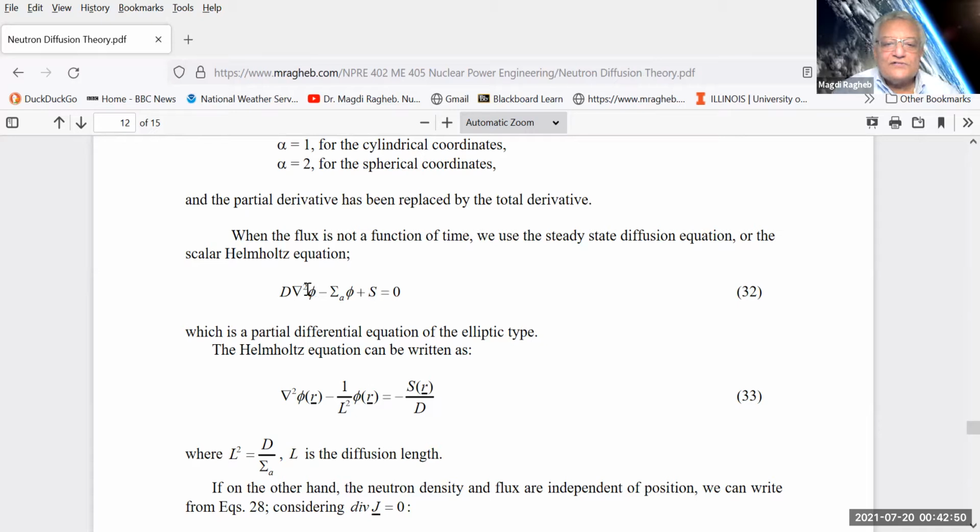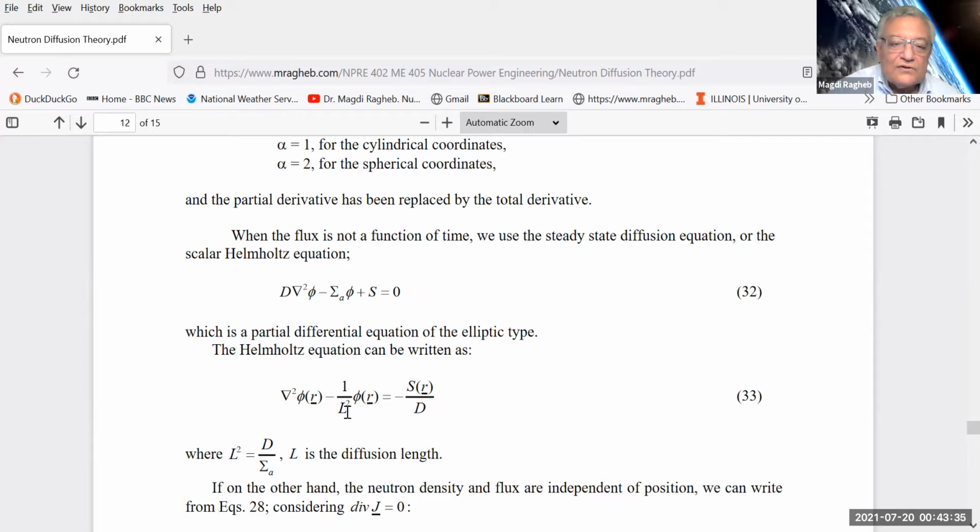The del square operator is partial d square by dx square, plus partial d square by dy square, plus partial d square by dz square. All right, so it's a simple equation. We can even simplify it more and give it a physical meaning by dividing by the diffusion coefficient D, which has units of centimeter or meter. So if you divide by D, you end up with S divided by D on the right-hand side. And then you have sigma A, the macroscopic absorption cross-section, divided by D. And that has a physical meaning: 1 over L squared, or 1 over D over sigma A, has units of the square of a length.